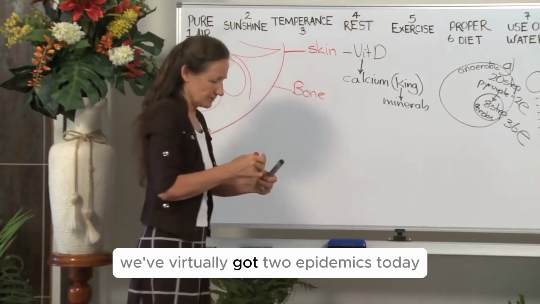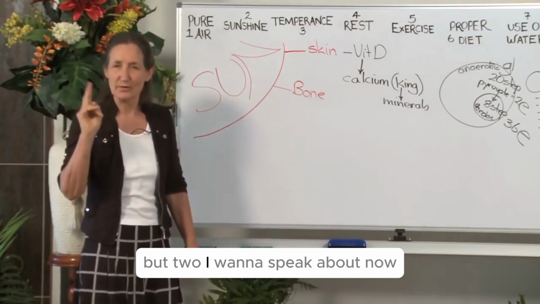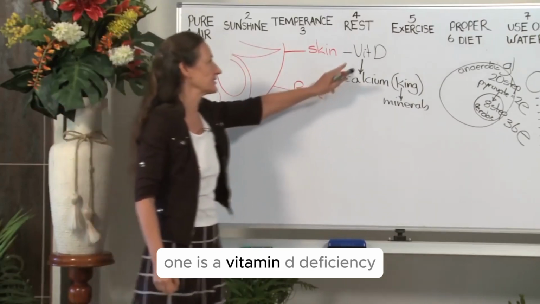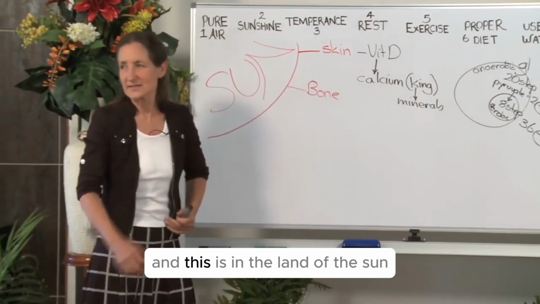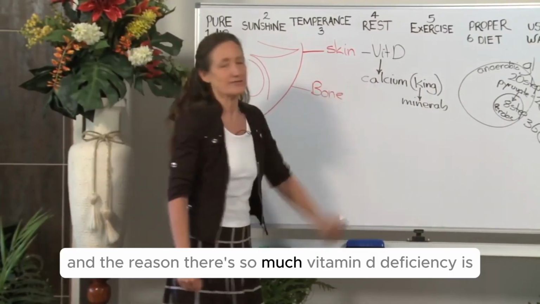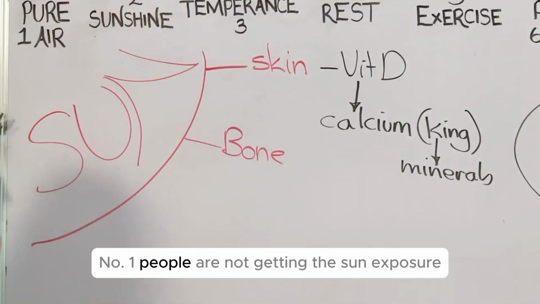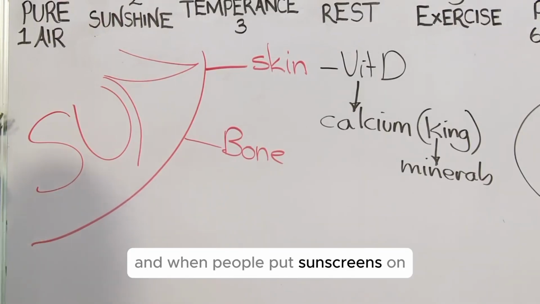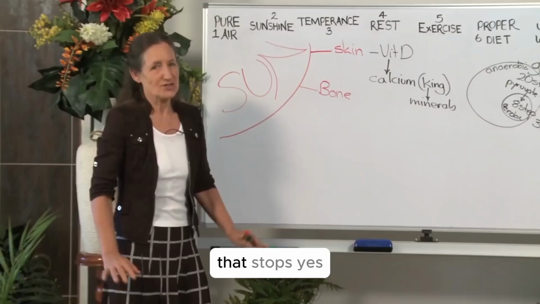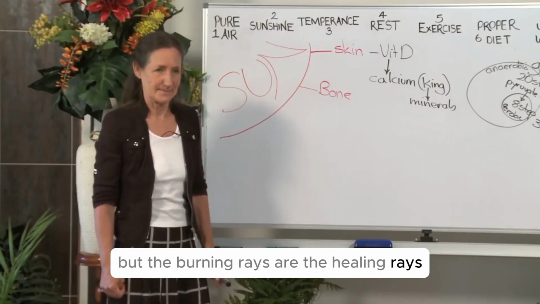We've virtually got 2 epidemics today. We've got many epidemics, but 2 I want to speak about now. One is a vitamin D deficiency. And this is in the land of the sun. And the reason there's so much vitamin D deficiency is, number 1, people are not getting the sun exposure. And when people put sunscreens on, that stops, yes, the burning rays, but the burning rays are the healing rays.